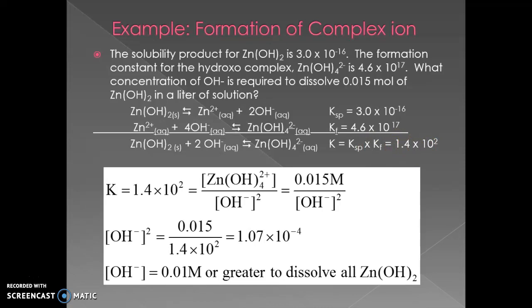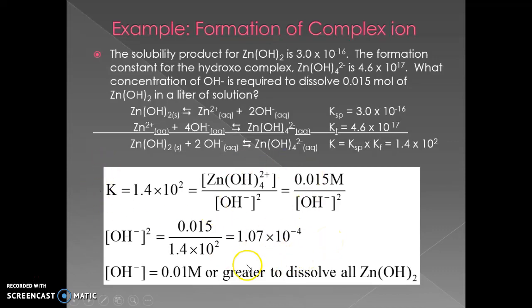So then if you have a situation such as this, where the constant is 1.4 times 10 to the 2, like we saw, this is aqueous, this is aqueous, this is solid, so the equilibrium expression is just the complex ion divided by the hydroxide ion concentration. We can solve for the question of how much hydroxide is needed in order to get all of the zinc hydroxide to dissolve.